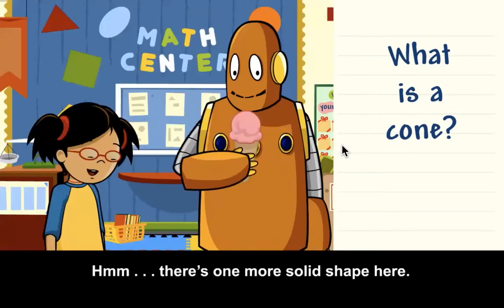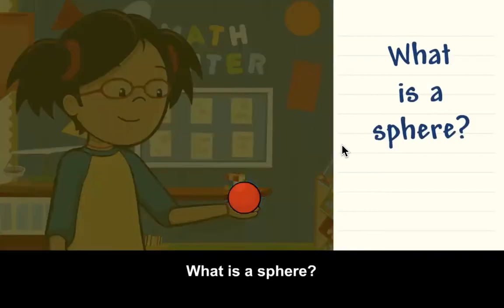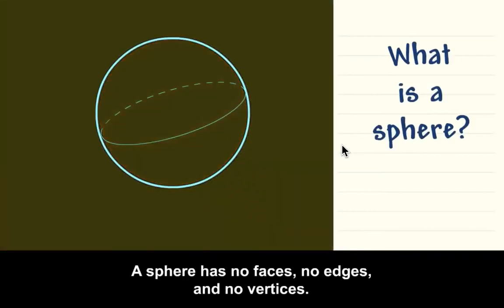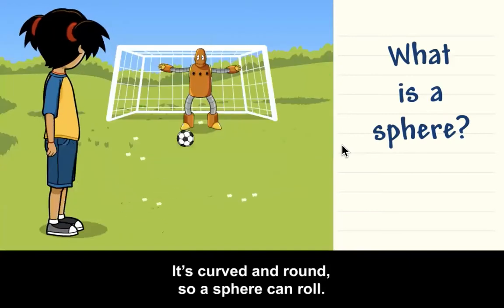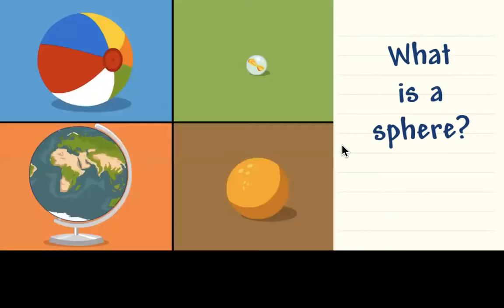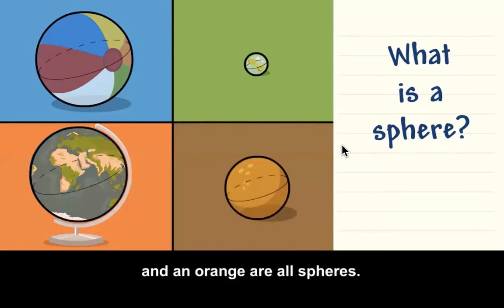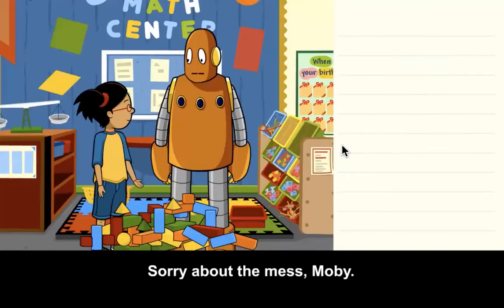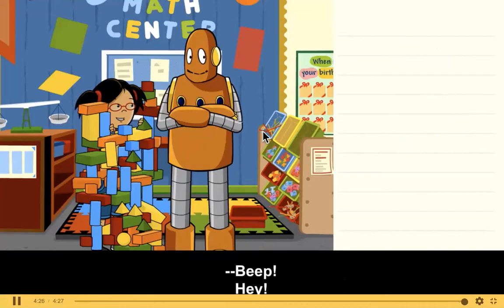There's one more solid shape here. What is a sphere? A sphere has no faces, no edges, and no vertices. It's curved and round, so a sphere can roll. A ball, marble, globe, and an orange are all spheres. Sorry about the mess, Moby. Hey.